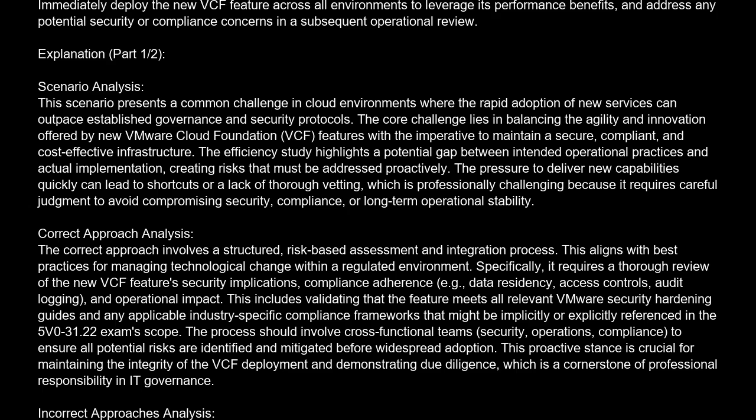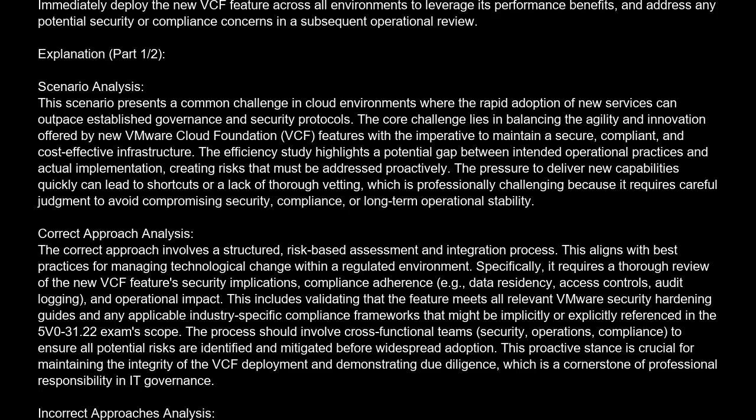Explanation. Scenario analysis. This scenario presents a common challenge in cloud environments where the rapid adoption of new services can outpace established governance and security protocols. The core challenge lies in balancing the agility and innovation offered by new VMware Cloud Foundation, VCF, features with the imperative to maintain a secure, compliant, and cost-effective infrastructure.